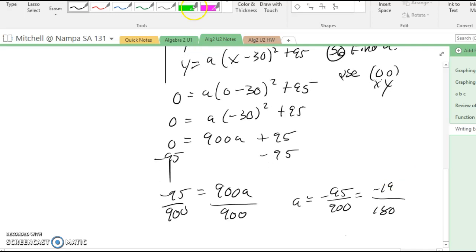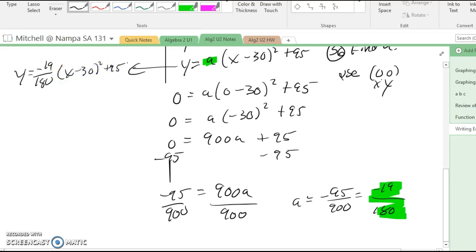So then this is our a value right there. So I'm going to put it right here. So I'm going to rewrite my equation, so this one right here, I'm going to rewrite it with our slope or our vertical stretch. a(x minus 30) squared plus 95. And then this right here is the answer.